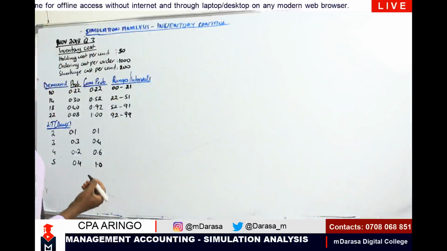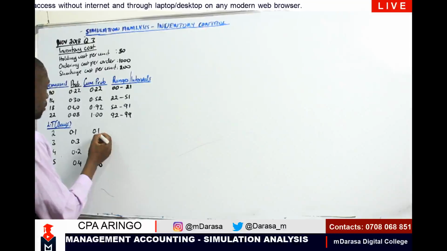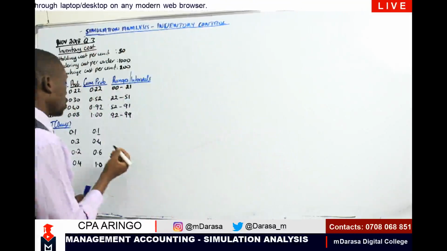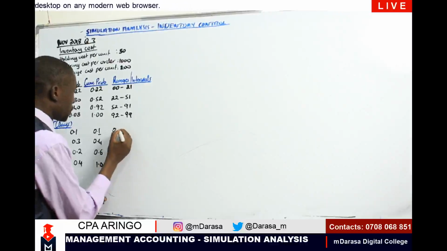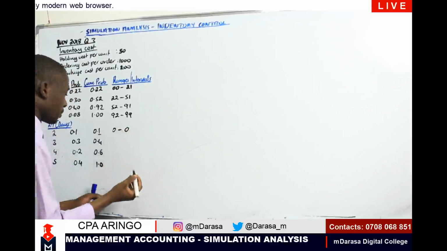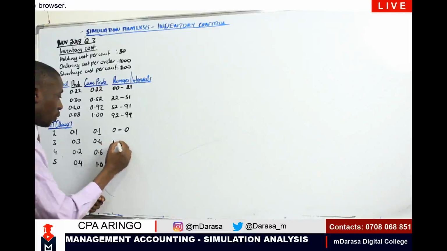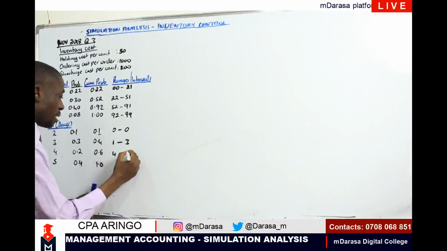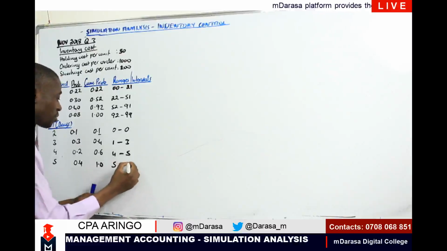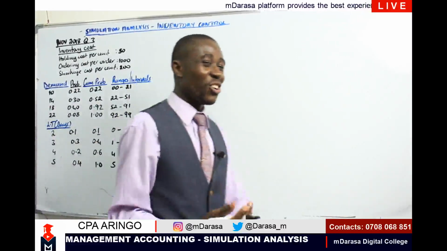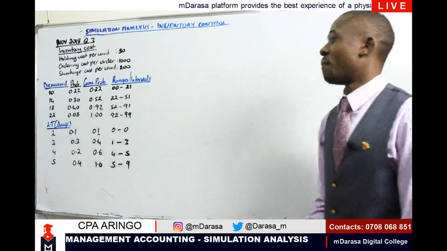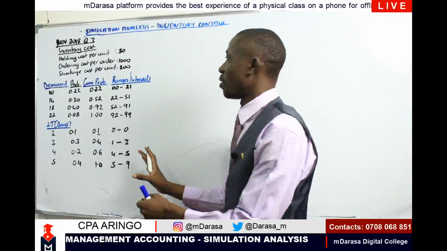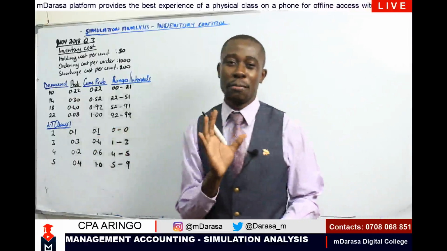Then consider the next range. Under lead time, we only had 1 decimal place, therefore our range should be 1 digit. So we have 0 for the first, 1 to 3 for 4, 4 to 5 for 6, and 6 to 9 for 10. So that is our step number 3: we come up with our intervals, and these are the intervals that we have prepared.